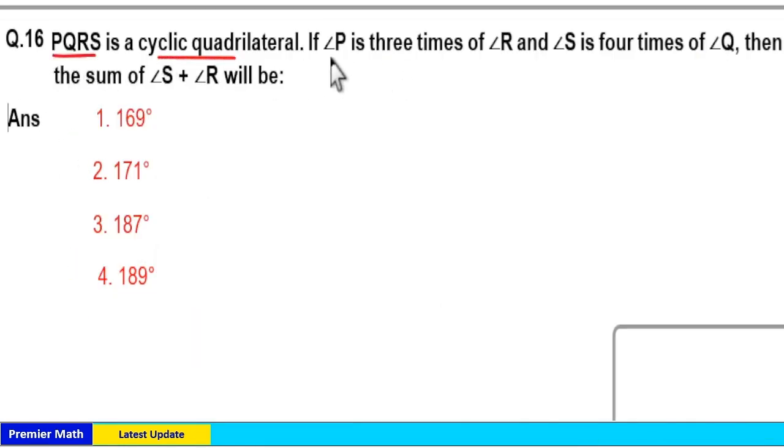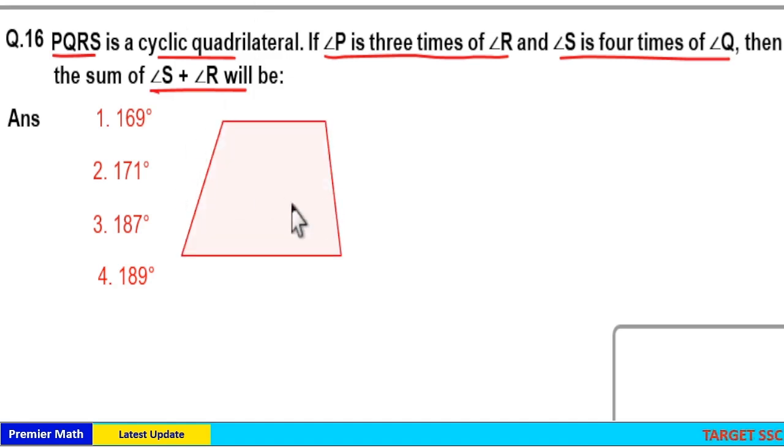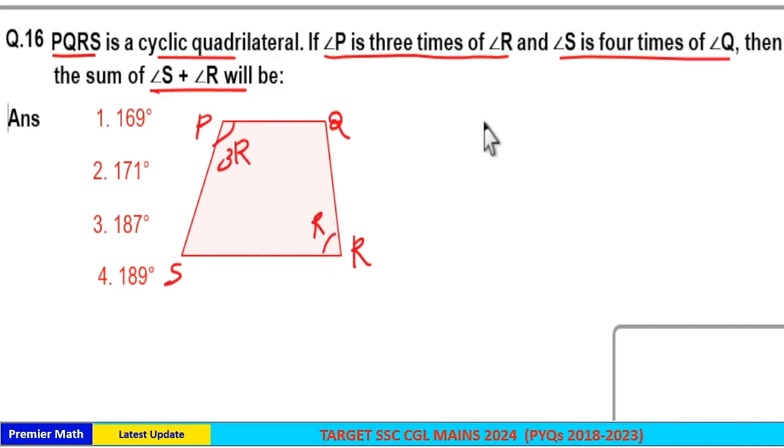PQRS is a cyclic quadrilateral. If angle P is 3 times angle R and angle S is 4 times angle Q, then what will be the sum of angle S and angle R? The sum of opposite angles is 180 degrees in a cyclic quadrilateral. So here this is PQRS. Now angle P is 3 times angle R, and angle S is 4 times angle Q, which means here 3R plus R, 4R. The sum of opposite angles is 180.